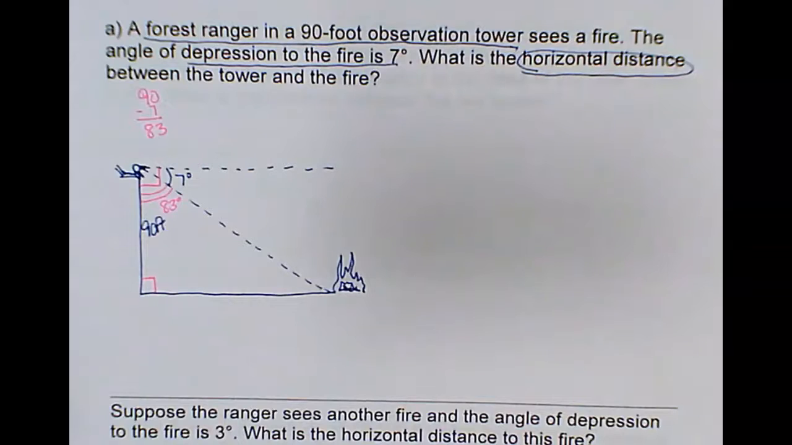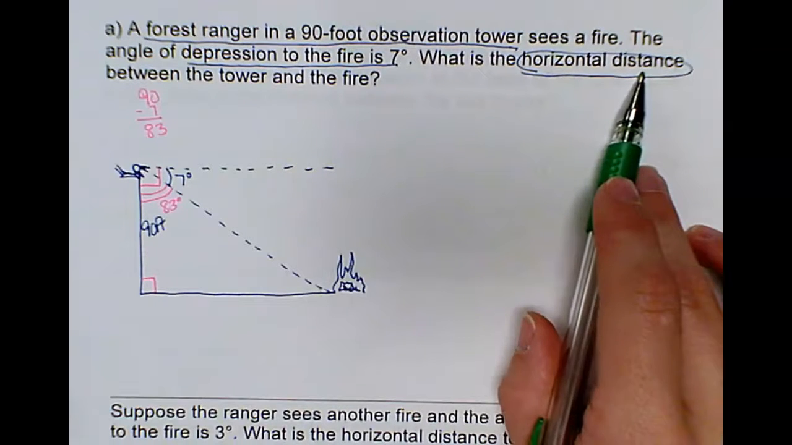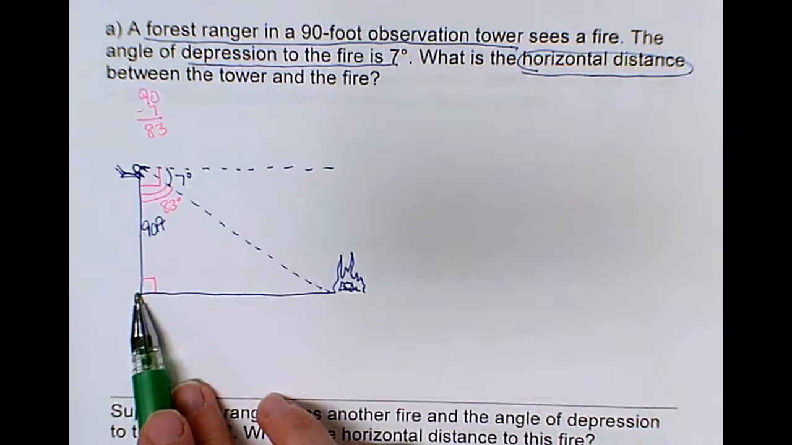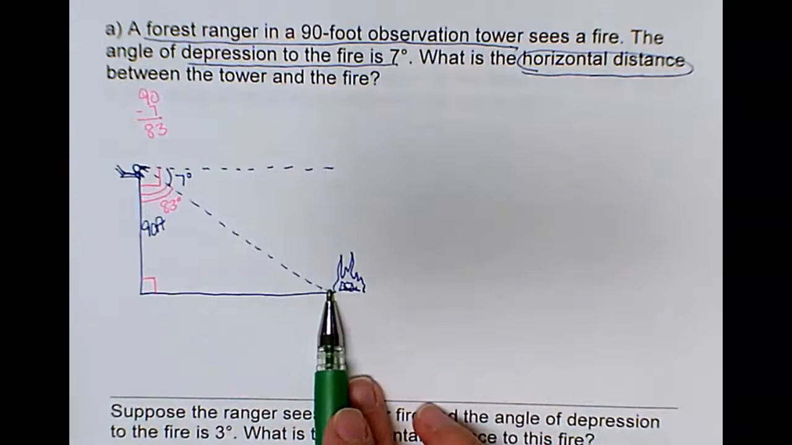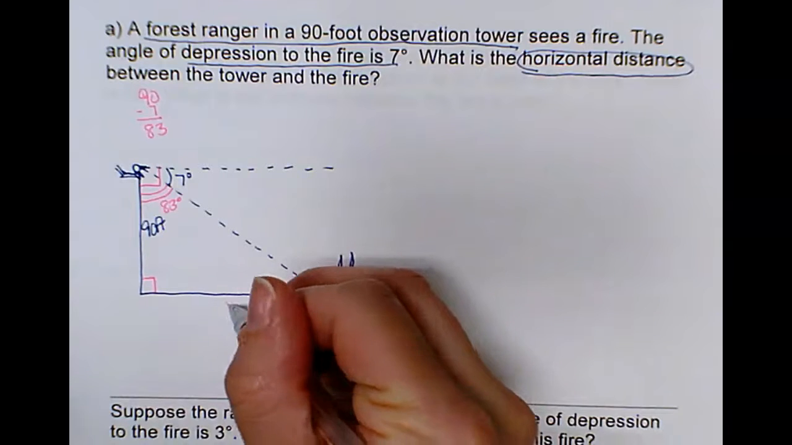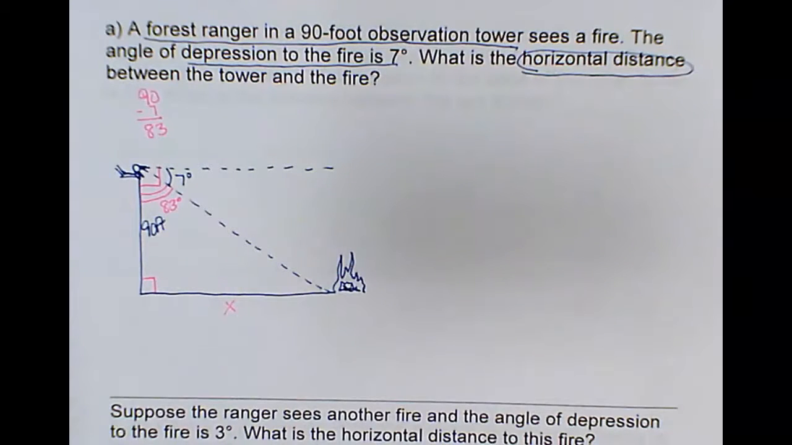Now notice that in my diagram, what I have is a right triangle, and I have a lot of stuff around my right triangle to make my picture, but I do have essentially a right triangle that I can perform trigonometry with. And what I'm trying to find is the horizontal distance between the tower and the fire. So here's the tower. Its base is right here. Here's the fire. Its base is right here. So what I'm trying to find is this distance, a side length of my right triangle.